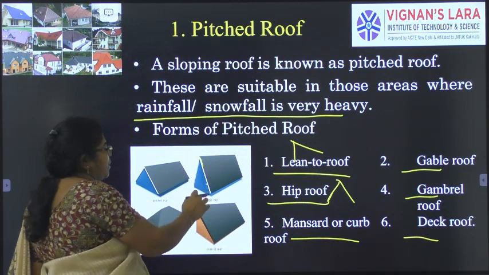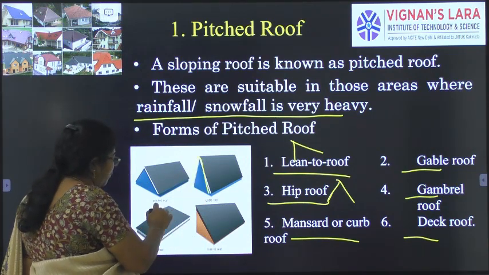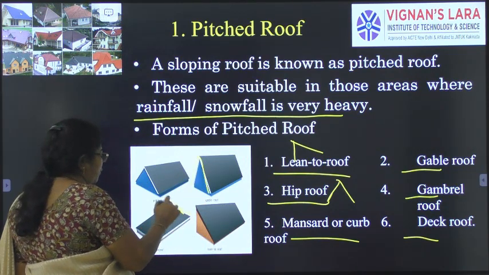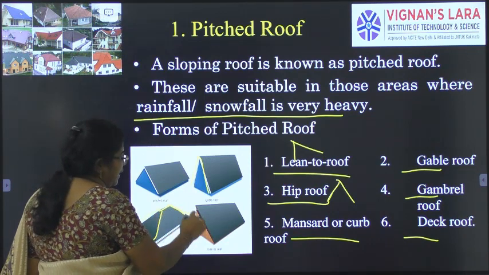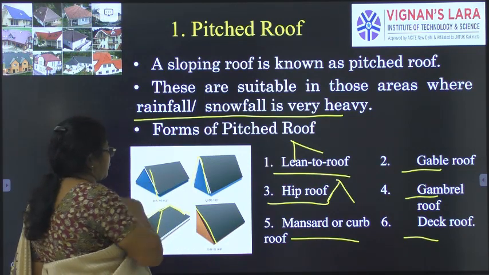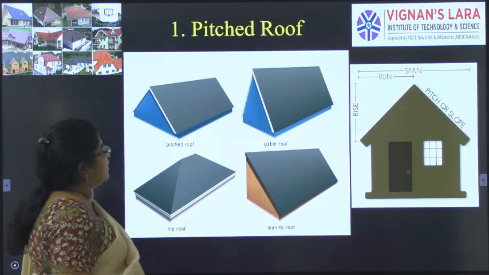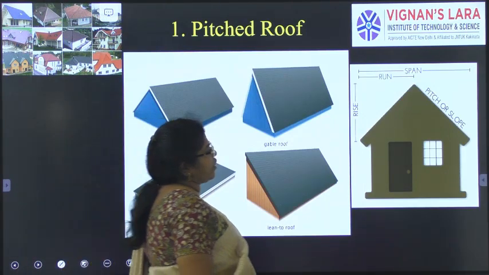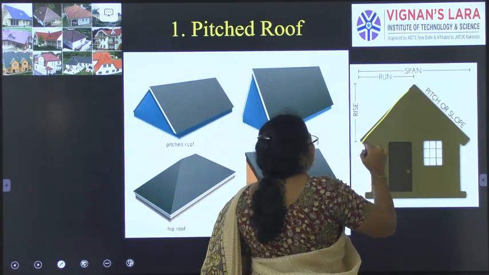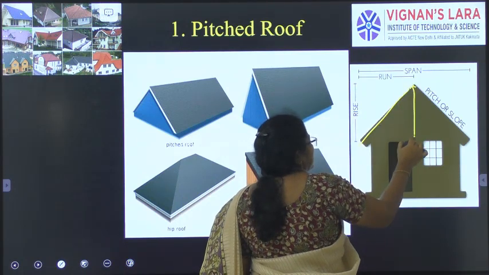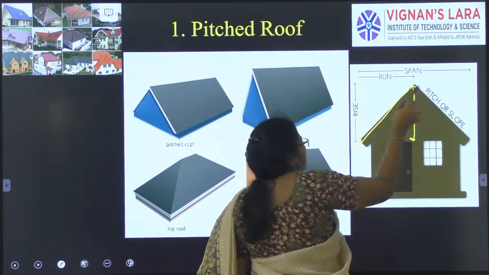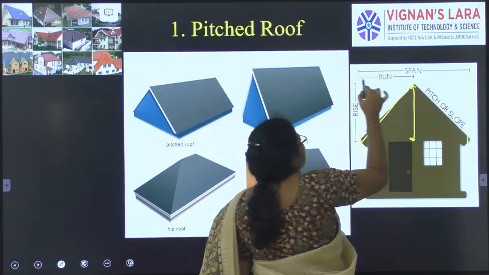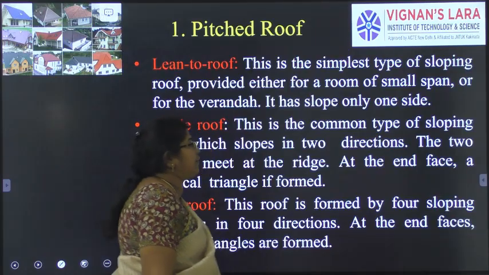So this is a gable roof. This is a hip roof. You can see the gambrel roof is also very similar to this. Lean-to roof. And this is a pitched or sloped roof. You can see here, this we call the pitch or the slope. This end we call the rise. The center to center we call the span. And this we call the run.